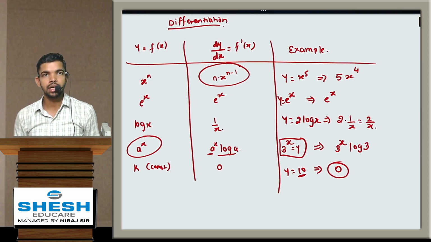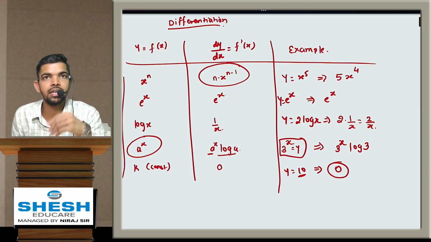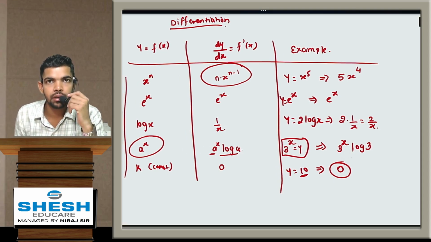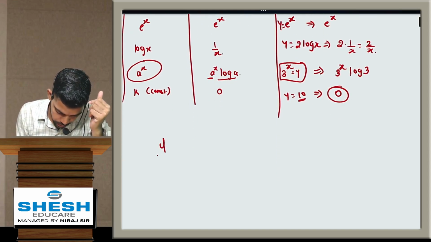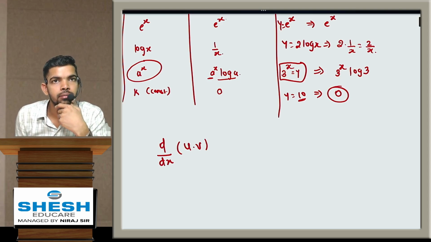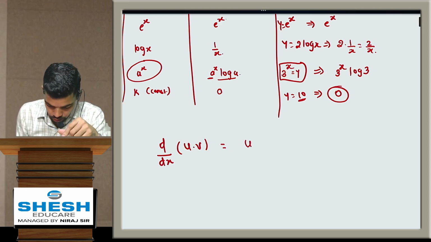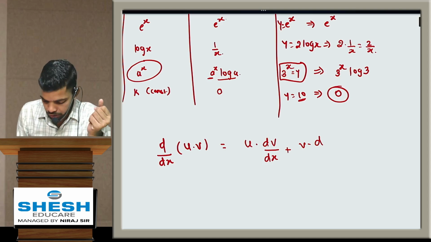Okay, so these are basic formulas of derivative, and I've taken one example. Now two more formulas we have. First one is d by dx of u into v. What is the formula? u into derivative of v plus v into derivative of u.